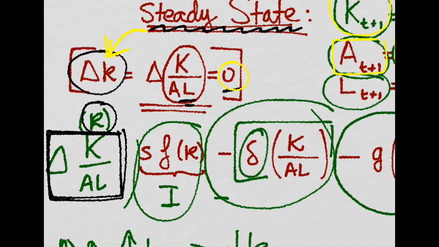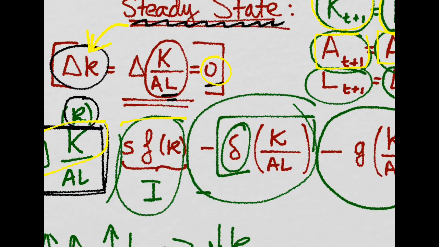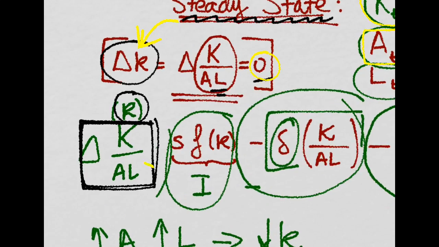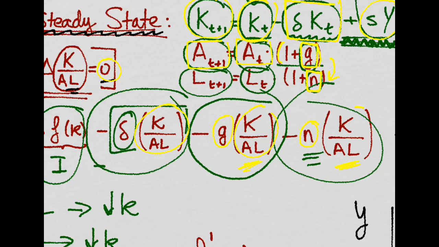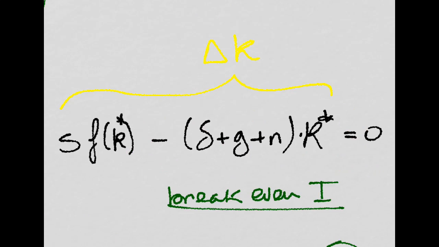Now we want to know what this variation in the small k, capital over effective labor, is equal to. So we take the variation of capital, which we know is just equal to investment, S times the production function, minus the depreciation of the old capital over effective labor level. And then we have to subtract the growth rate of this, well, its variation. So we subtract the growth rate of technology and the growth rate of population and labor times capital over effective labor.